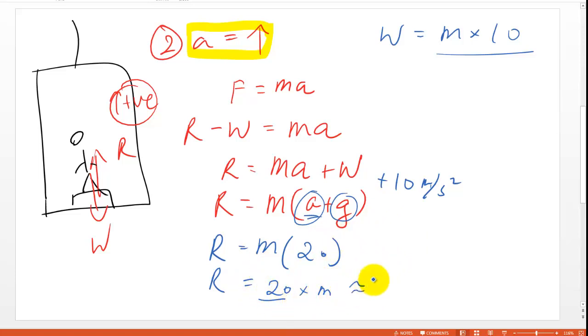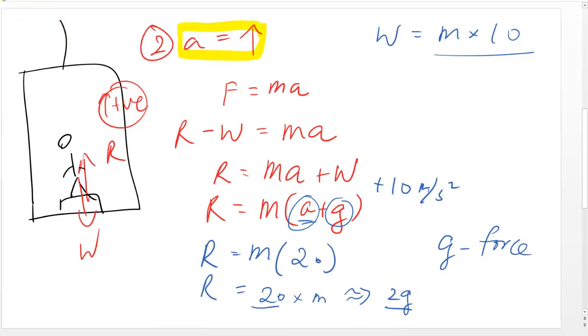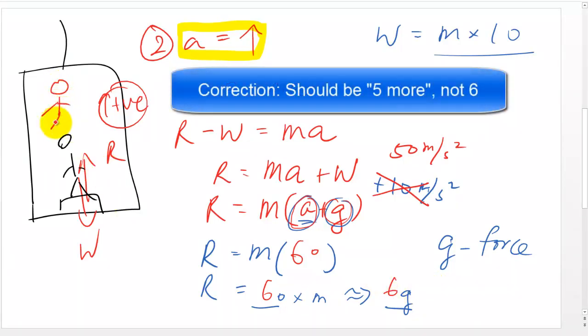So in that case, we have actually a name in physics. We call it 2g force, because g force in itself is the measurement of how many times the gravitational force you are experiencing. So 2g is the word that we call in such a case. So what if these become more extreme then? If you are not just accelerating upward with 10 meter per second squared, but say 50 meter per second squared, then this number would become 50 plus 10, so that will be 60. So then it will be 60 times m, and this will be 6g instead. That will be much, much larger, and that is as if you have 6 more of yourself standing on top of yourself.